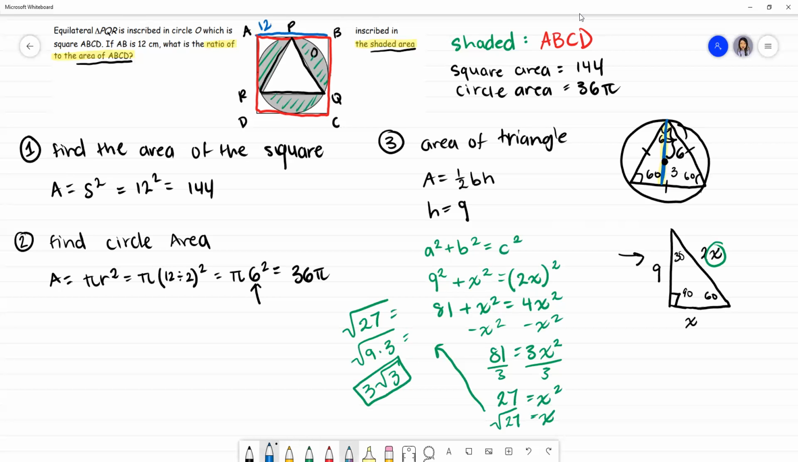Now that we know what x is, we can plug it back in here. So 2x, now we know our new value is 2 times 3 square root 3, which is equal to 6 root 3. And this length is just 3 root 3. So now that we know our base, we can find out the area.